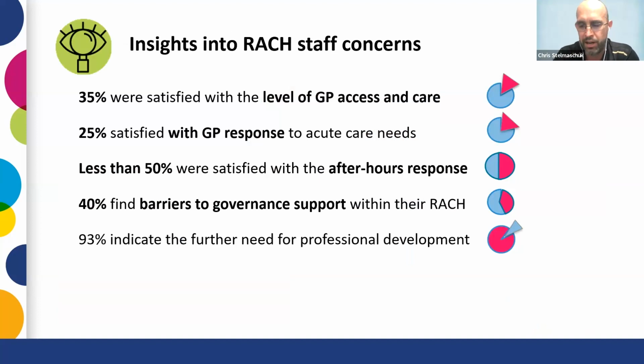I think, firstly, to understand RACH staff concerns, there's a lot of this here we probably expect. There's not a lot, like maybe 1/3 are actually satisfied with the level of GP access and care. They often want us 24/7, but that's obviously not what we can deliver. So there's some expectations there. Less than that, 1/4 are satisfied with GP responses to acute care needs, and less than 50% were satisfied with after hours response. And most of us GPs don't really have the time or availability to do a lot of after hours care at the moment, and often that is deputised.